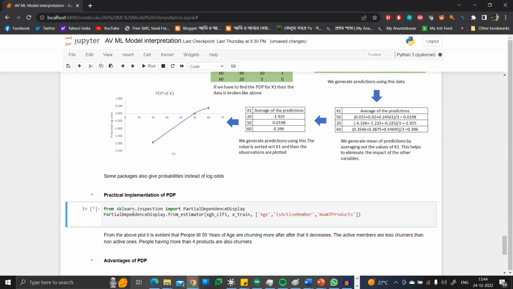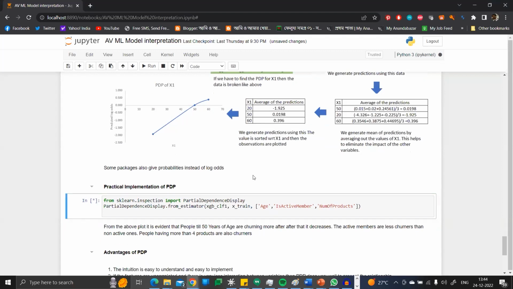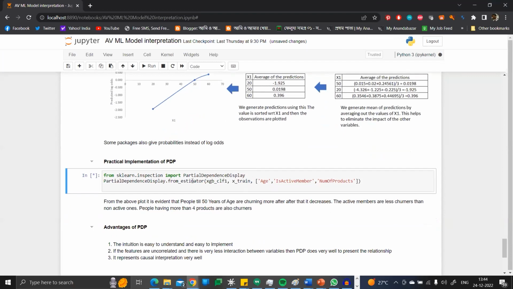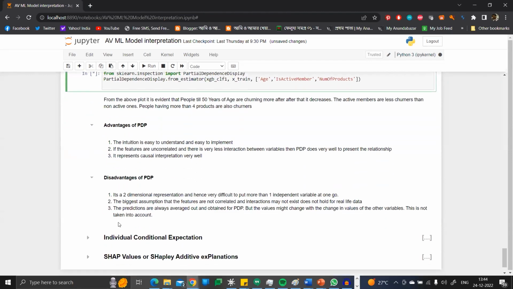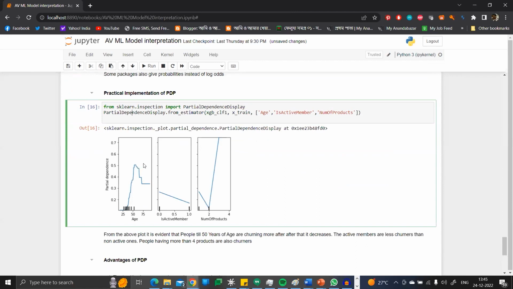Next, this is the implementation of the PDP. It takes some time. It's a time-taking process. It takes 1 or 2 minutes for us on this smaller data set. If it's a very big data set, it takes around 1 or 2 hours for only one variable. Here we are trying to get it for at least 3 variables. Let's see how the plots are generating. Yes, see, the plots are generated, right?